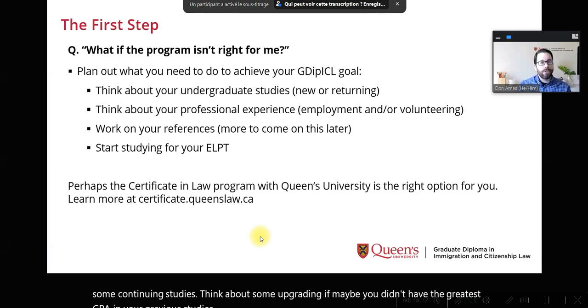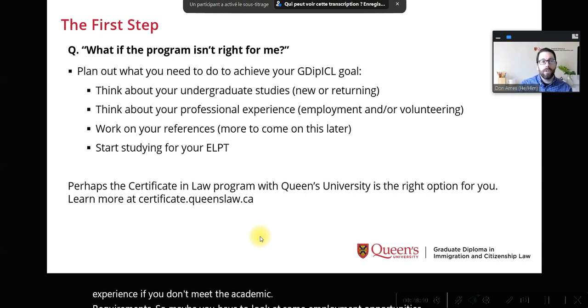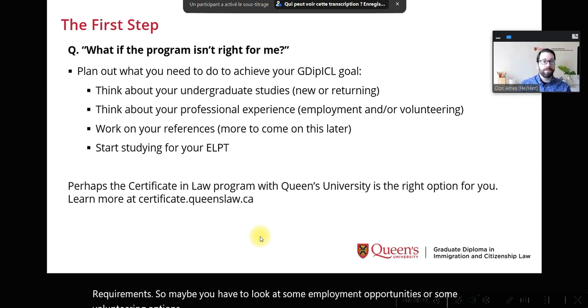Think about your professional experience as well. As I'm going to outline in the next slide about the access pathway, you need some relevant professional experience if you don't meet the academic requirements. So maybe you have to look at some employment opportunities or some volunteering options available to you.